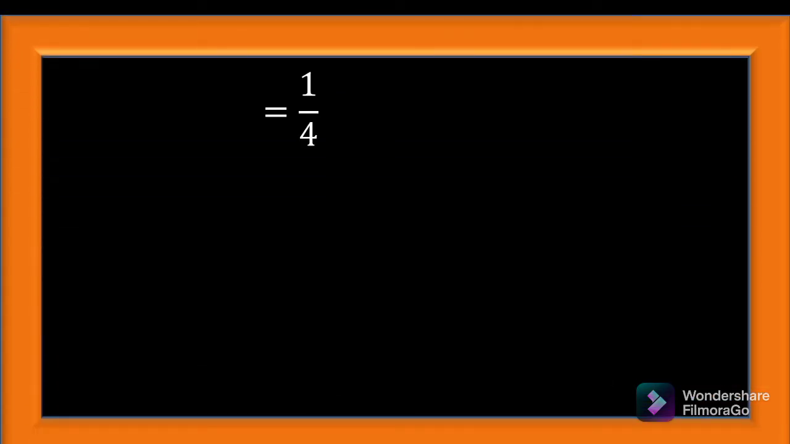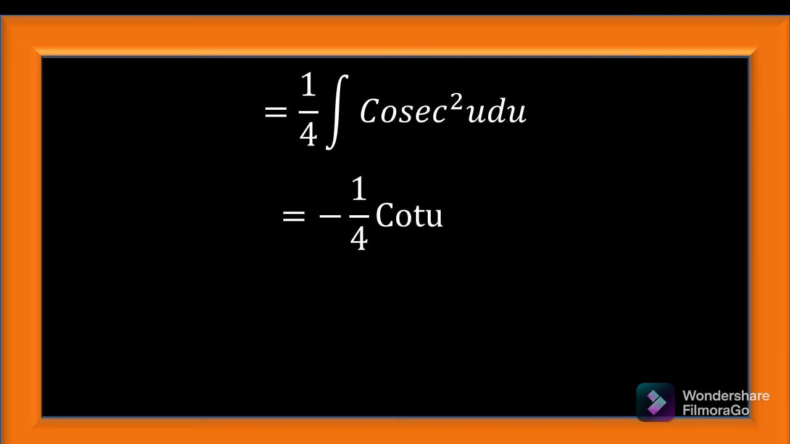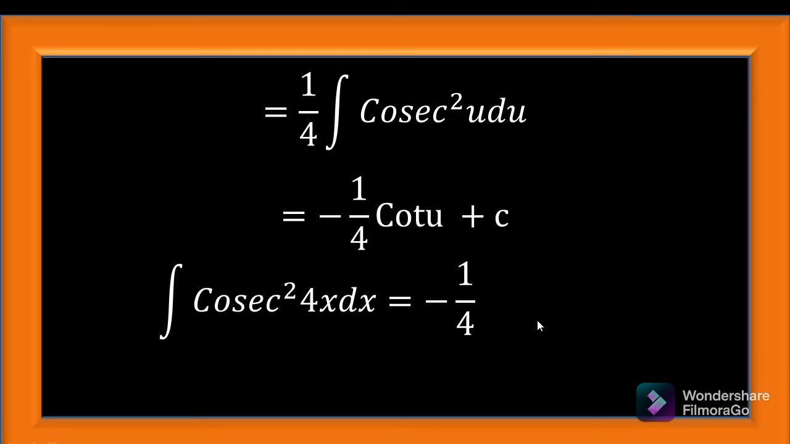When it does so, we shall have a quarter integral of cosec squared of u with respect to u. Of course, the integral of cosec squared of u is negative cot of u. So our answer will be negative a quarter cot of u plus a constant. But we have to substitute for our u. So it means the integral of cosec squared of 4x with respect to x is equal to negative a quarter cot of 4x plus a constant.